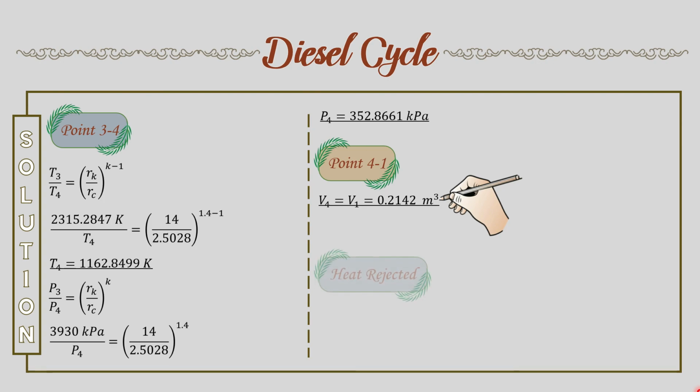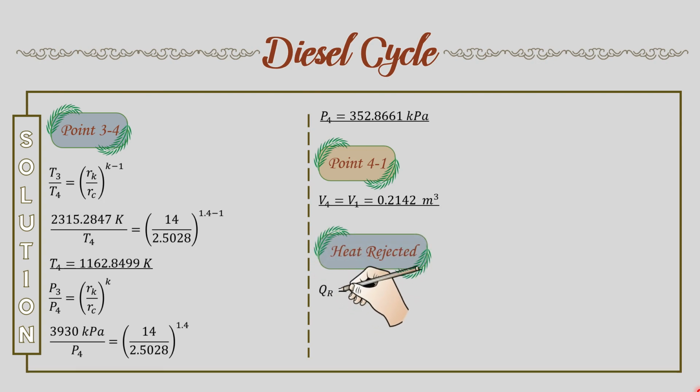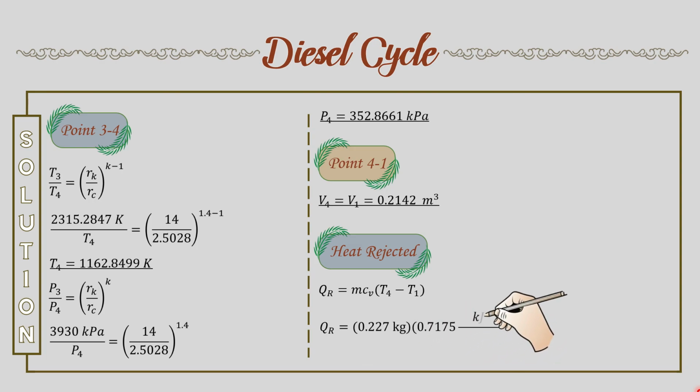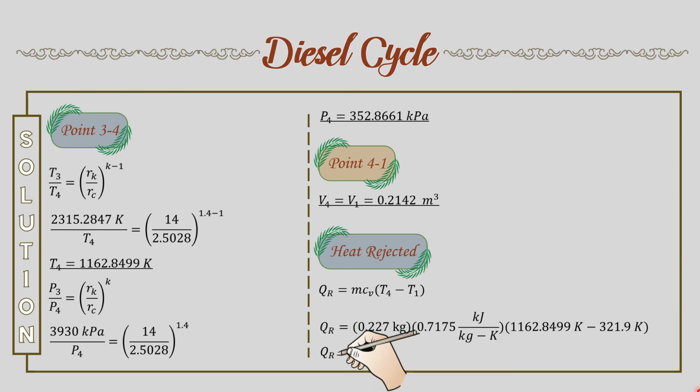So for the solution for heat rejected, we have QR is equal to m Cv times T4 minus T1. So QR is equal to 0.227 kilogram times 0.7175 kilojoule per kilogram Kelvin times the quantity of 1162.8499 Kelvin minus 321.9 Kelvin. And the answer would be QR is equal to 136.9676 kilojoule.